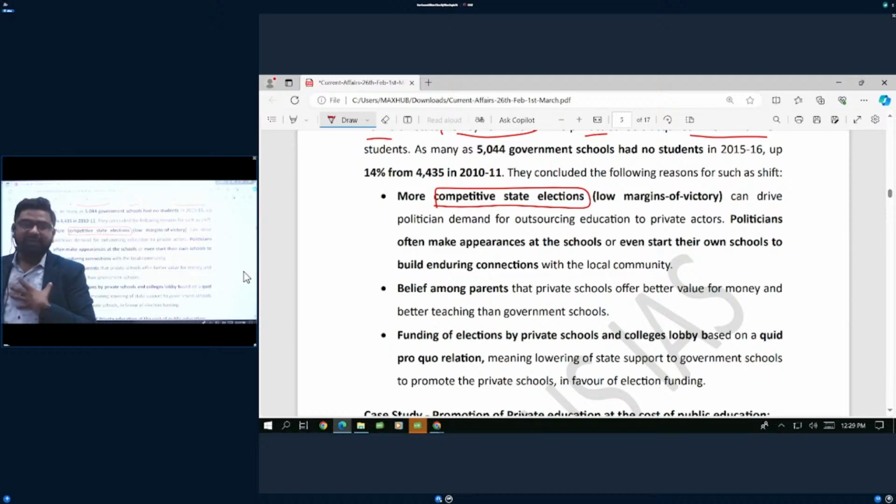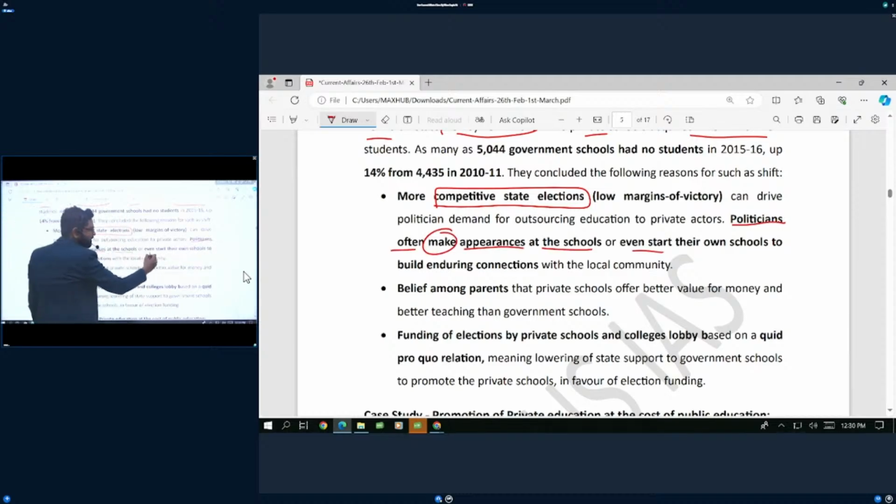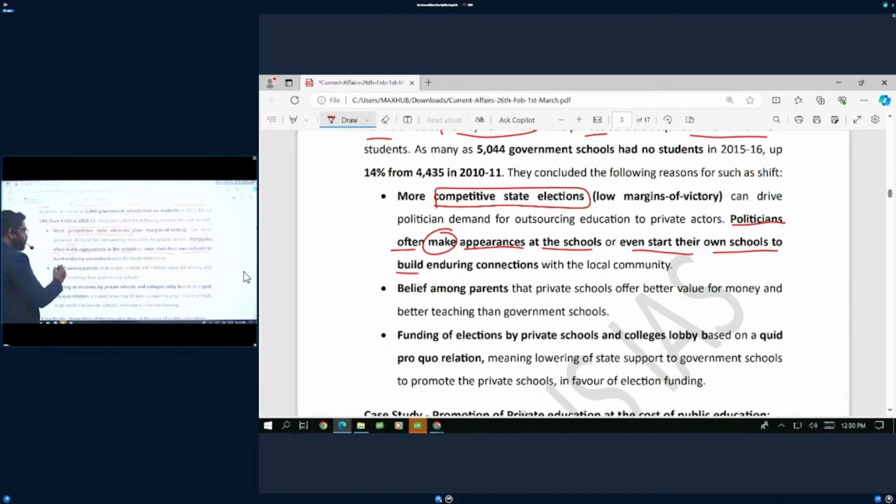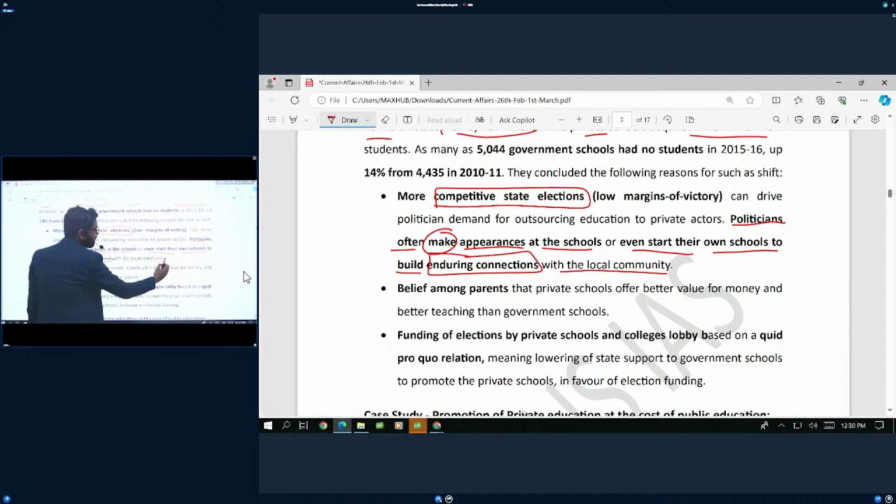Second, I am an MP, MLA, मैं कई बार मैं खुद ही स्कूल शुरू कर देता हूँ. ये शायद तीसरा पॉइंट है, पता नहीं कौन सा पॉइंट है. Politicians often make appearances at schools or even start their own schools to build an enduring connection with the local community. मैं खुद एक स्कूल स्टार्ट करूंगा. I will start a school. In that school, I will give 80% to private students, 20% I will give admission to poor people, and I will have a photo op and I will circulate it in the entire local community. देखो मेरा कितना बड़ा दिल है. That's how the control works.